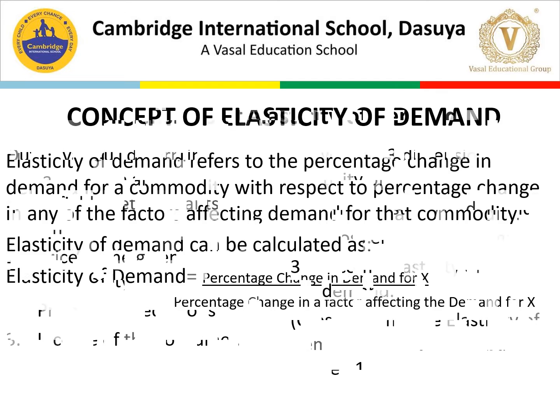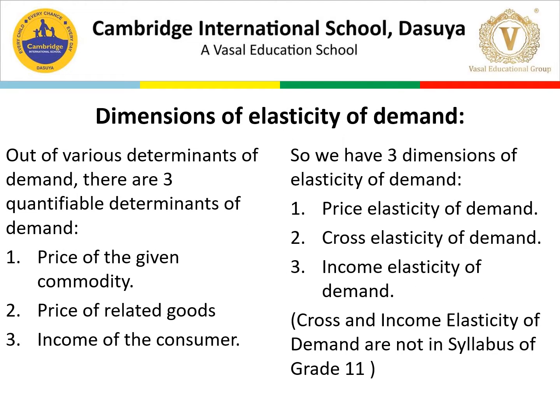Now let's move to the next topic, dimensions of elasticity of demand. When we talk about the dimensions, the most important thing that comes to my mind is the determinants of demand. There are only three quantifiable factors we are talking about. Quantifiable means measurable. The first thing is the price of the given commodity. If the commodity is tea or sugar, that is the price of the given commodity we are talking about. Then there is the price of related goods, then income of the consumer. All three factors make sense with the last formula. These are the three factors which are affecting the demand.